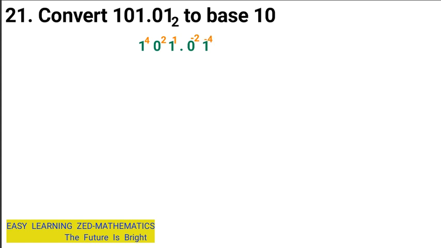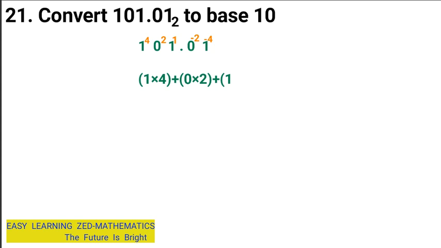Now I'm going to multiply each number by its place value. I've got 1, so I multiply 1 by its place value, which is 4. Plus 0 multiplied by 2, its place value, then plus 1 multiplied by 1, its place value. I'm getting the place values from those numbers on top in yellow.